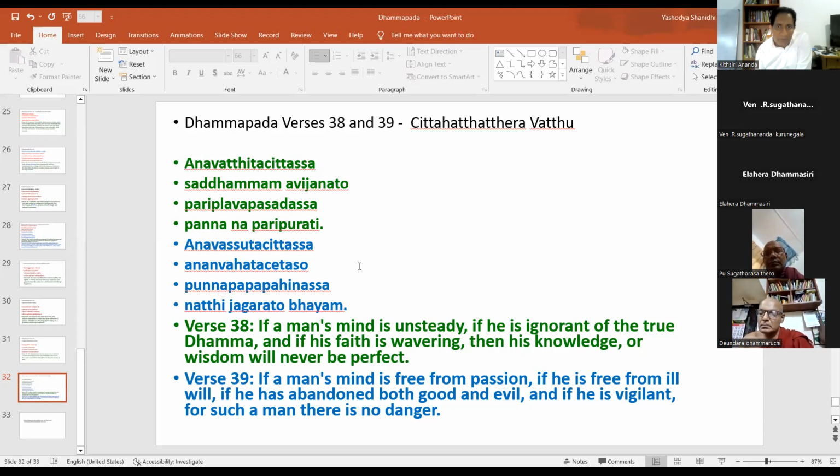If a man's mind is free from passion, free from sensual craving, sensual thirst, if he is free from ill will, anger, hatred, if he has abandoned both good and evil, done away with good and bad, and if he is vigilant, mindful, for such a man there is no danger. Here it actually mentions the enlightened one, the Arahat.